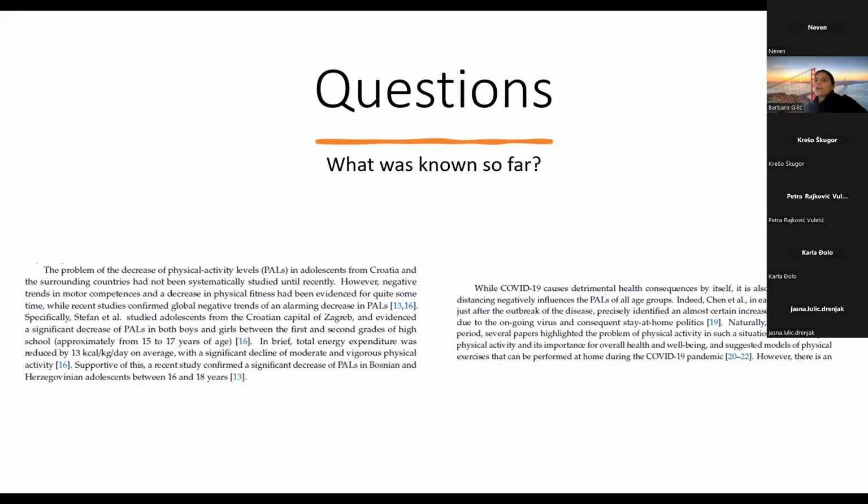So what was known so far is that physical activity levels are already low in adolescents, and also in Croatian adolescents, and some commentaries and brief reports at the start of the COVID-19 lockdown suggested that physical activity levels will drop during the pandemic, as we had all those social distancing measures. Gyms were closed, schools were closed, sport clubs were closed, and so on. And that was known so far.